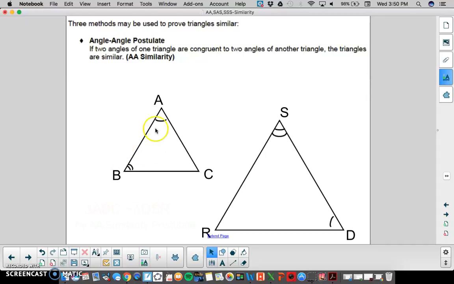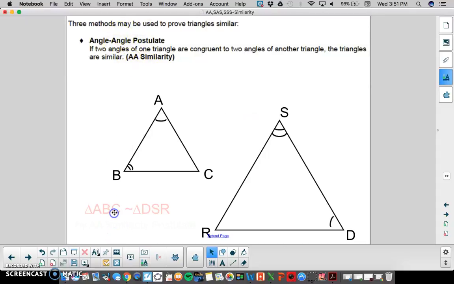So notice in this picture here, I have triangle ABC and triangle SRD. Notice that A has one curve, D has one curve. That means those angles are congruent. B has two curves, S has two curves. That means those angles are congruent. So now that we know we have two sets of angles congruent, we have enough information to be able to prove those triangles are similar.